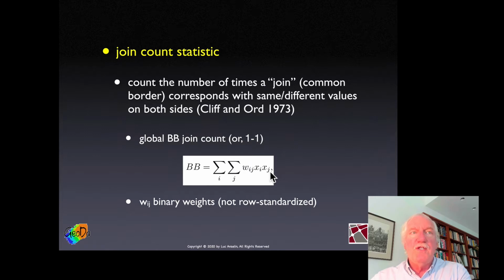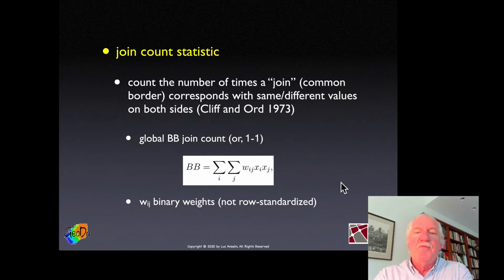So is this join counted? It is counted when all three of these elements in the product are 1. When any one of these is 0, it is not counted. Counted in the sense of this double sum here. This counts the number of times an x at i is 1 and has a neighbor, w_ij = 1, where x at j is 1. So there's 3 ones here, one for the neighbor relation, one for x at i, one for x at j. And so this is the BB join count statistic.